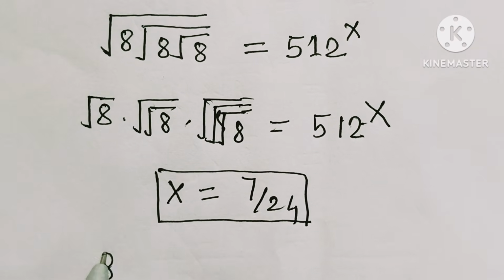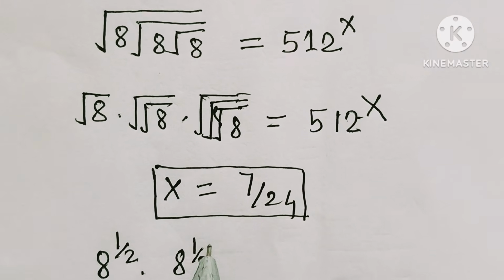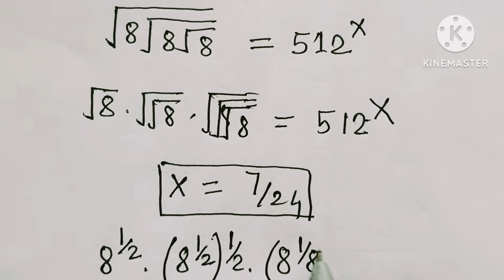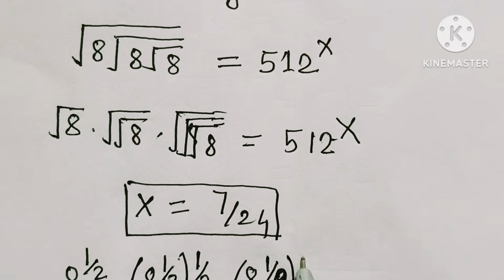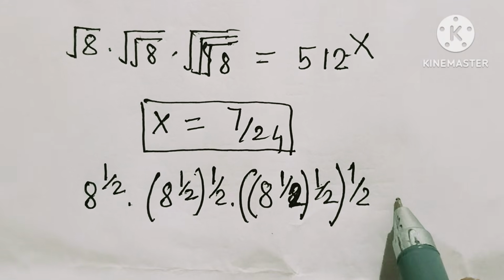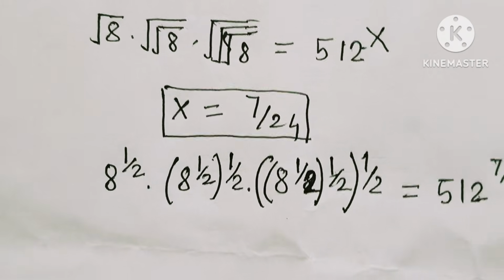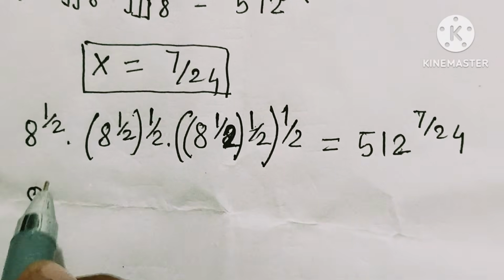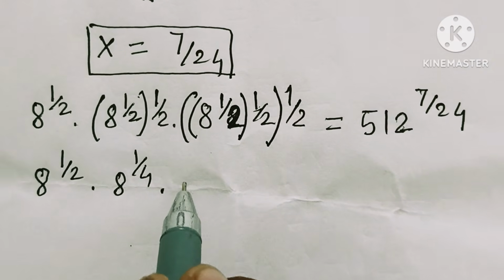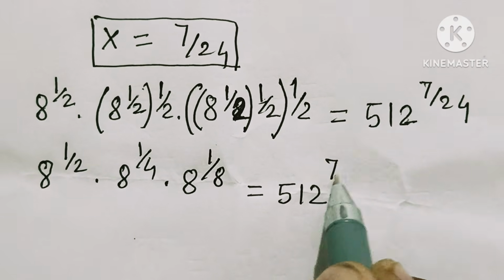Under square root of 8, 8 raised to power 1 by 2 into square root of double 8, square root 8 raised to power 1 by 2 raised to power 1 by 2 into 8 raised to power 1 by 2, 1 by 2, 1 by 2, equal to 512 raised to power 7 by 24. 8 equal to 1 by 2 into 8 raised to power 1 by 4, 2 into 2 is 4, 4 twos are 8, 1 by 8 equal to 512 raised to the power 7 by 24.